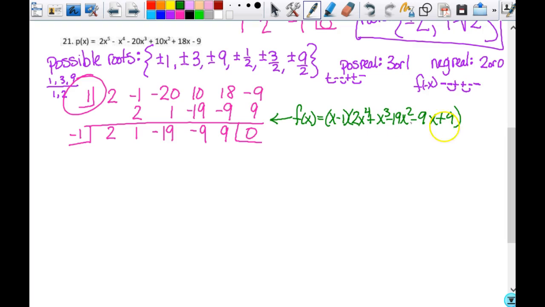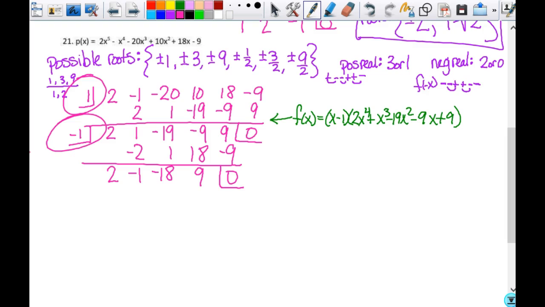So that's why these coefficients go here, and now I'm going to see if I can factor out a negative 1 also. So I'll just continue with this. My remainder is now going to be here. So bring down my 2. It's going to be negative 2, negative 1, 1, negative 18, 18, 9, negative 9, 0. Well, that's fantastic news too, because that one works.